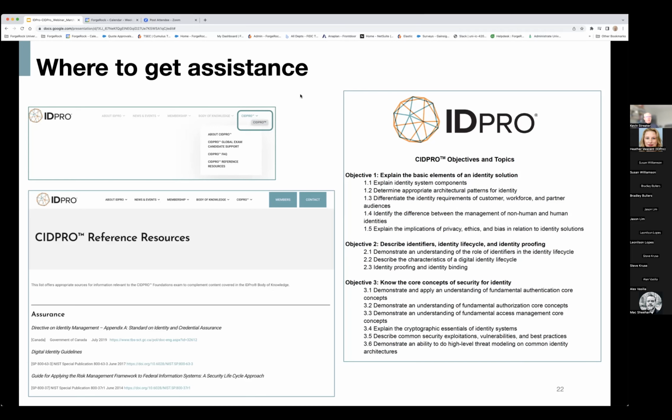So when you're ready to take the CIDPRO certification, that global exam support is one of the pages that you should go to. So a lot of resources available on the IDPro website. We're constantly adding to these. We're building out new resources for Identifirst later next month. We're going to be adding some new resources. So keep coming back to this site because this is where you can get the best support for taking the IDPro certification.